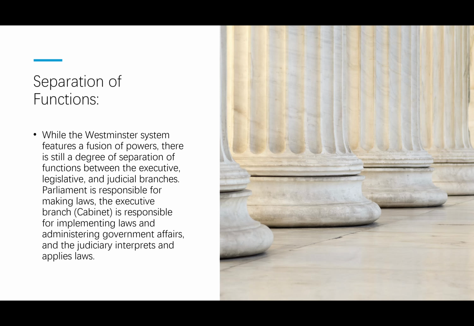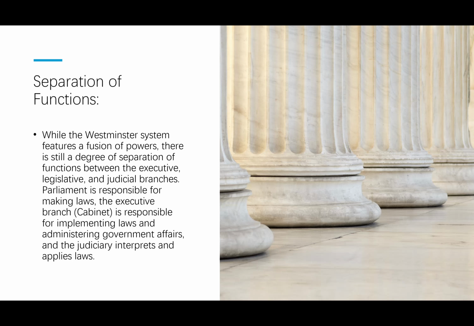Picking it apart, while the Westminster system features a fusion of powers, it still has some degree of separation of power. There's still some separation of the functions. The executive, legislative, and judicial branches are still apparent within the Westminster system. So the parliament is responsible for making laws. The executive branch is responsible for implementing the laws and creating different types of policies, as well as administrating government affairs. And then we have the judiciary that interprets and applies the law.